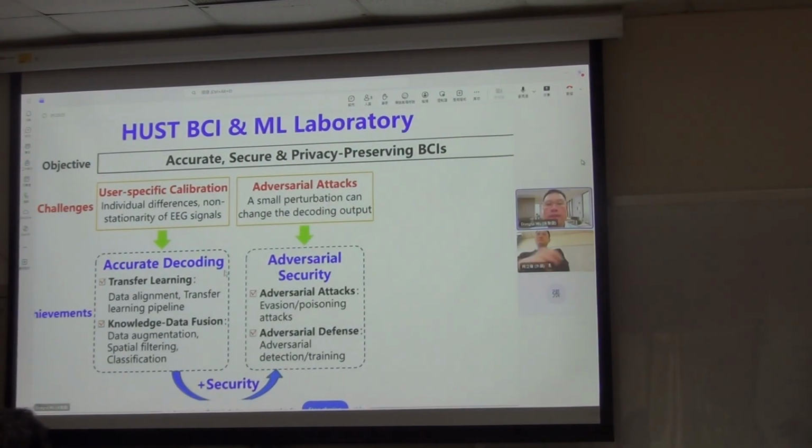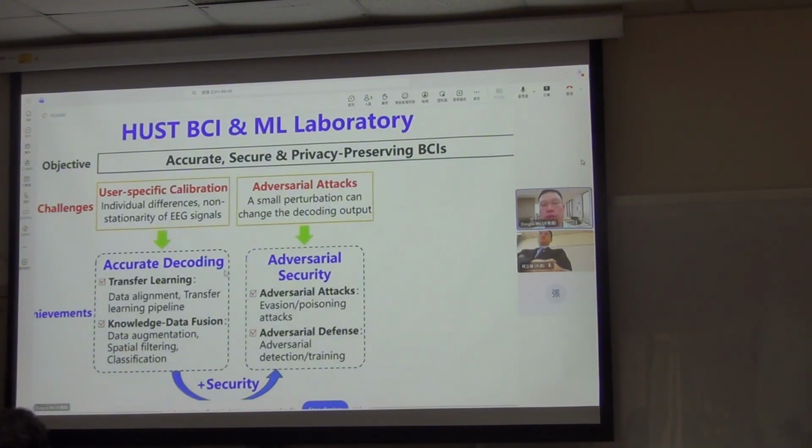Secure means EEG-based BCIs are subject to adversarial attacks. So we developed different approaches to attack EEG-based BCIs. That is, we can add a small perturbation to the user's input EEG signal to mislead the classifier to output the wrong decisions. This could be very dangerous. For example, the user may use his EEG signal to control a wheelchair. His original command is to move the wheelchair to the left, but after a small perturbation, the decoding output may be moving the wheelchair to the right. It may hit the wall or run into traffic, hurting the user.